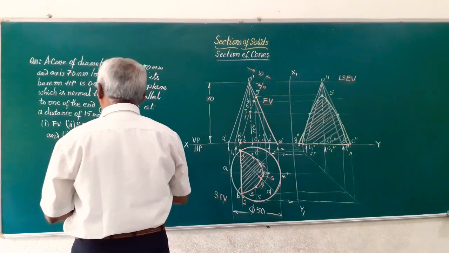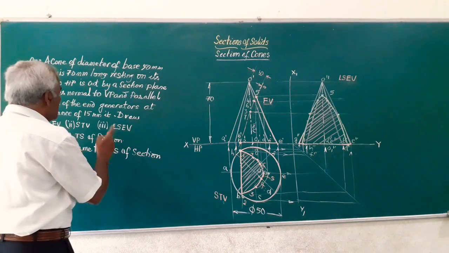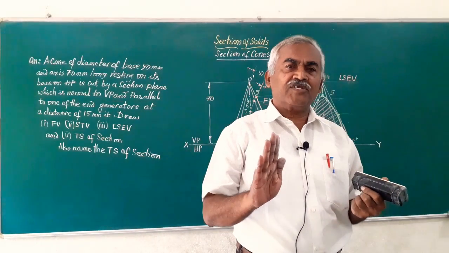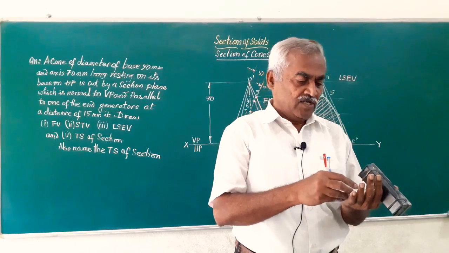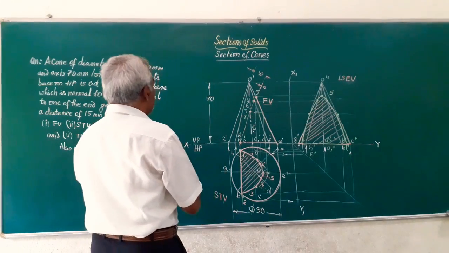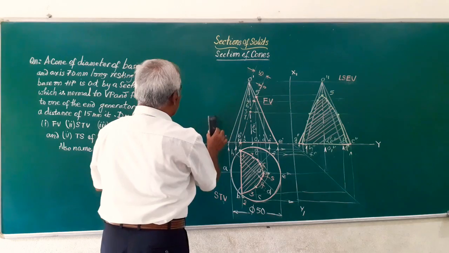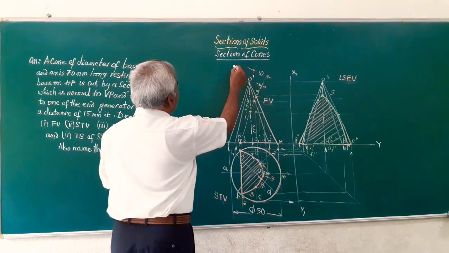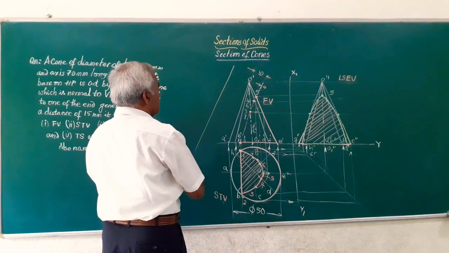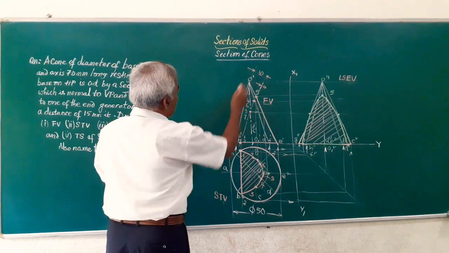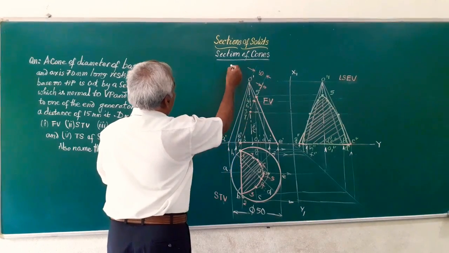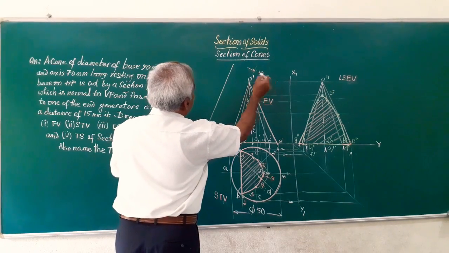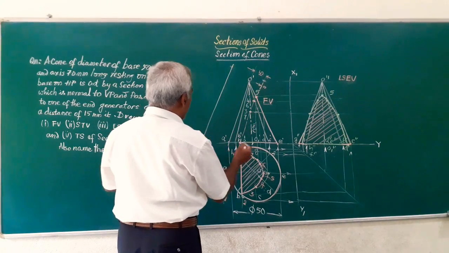After getting these two, finally they are asking us to find out the true shape of the section. Friends, the true shape of the section is the mirror image of the cut portion of the solid. So if you draw a line here that is parallel to the section plane at the given distance, any convenient distance you can take here, I will just draw a line here parallel to the end generator or the section plane because they are parallel to each other.